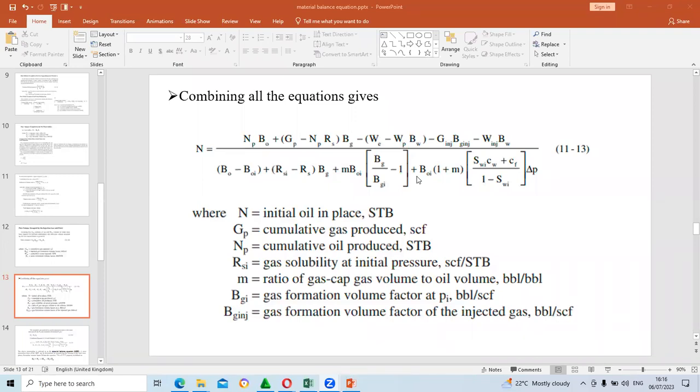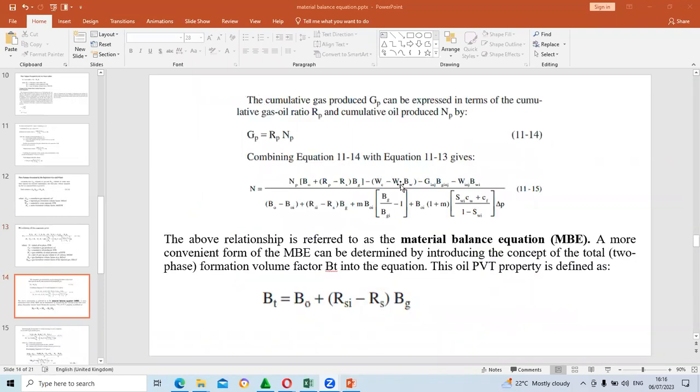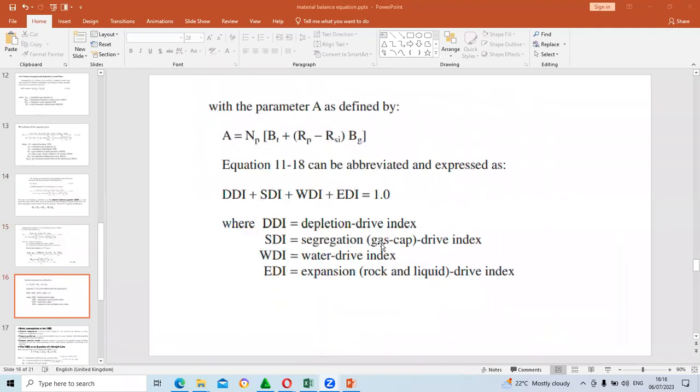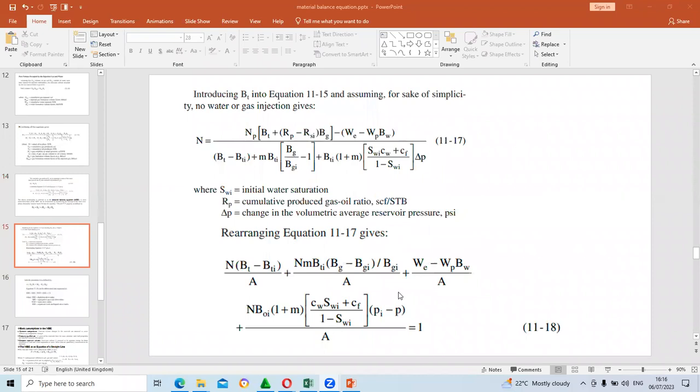This is the general formula of material balance, but it can be simplified if some certain things are neglected or if they don't occur at all. So that's the general formula there. Okay, so that's what we have. This particular equation can now be rearranged to have this particular equation. You can rearrange it in this manner so that it is equal to 1.